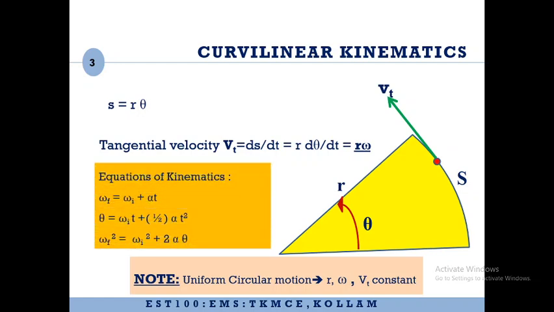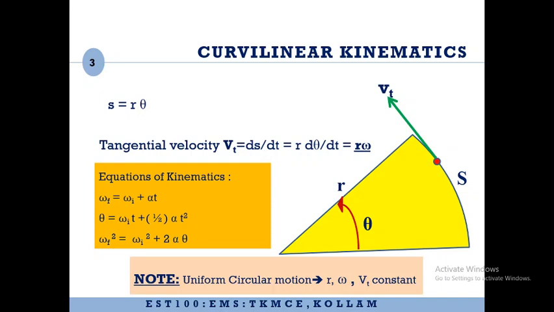Now these are your equations of kinematics. We have seen them in the first lecture. The final angular velocity omega f is equal to initial angular velocity omega i plus alpha t. Here alpha is your angular acceleration, which is nothing but d omega by dt. So alpha equals d omega by dt. Similarly theta is equal to omega i t plus half alpha t square. Also omega f square equals omega i square plus 2 alpha theta.